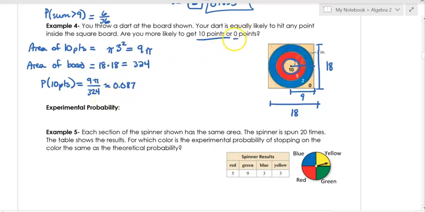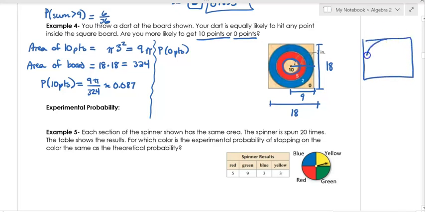So then it says, what's the probability of 0 points? Okay, that's a lot harder to find. So probability of 0 points. 0 points is, I'm going to draw a rough sketch here. 0 points is just this area out here. So to find 0 points, you need to take the square minus the large circle, and that will leave you with that little leftover area.